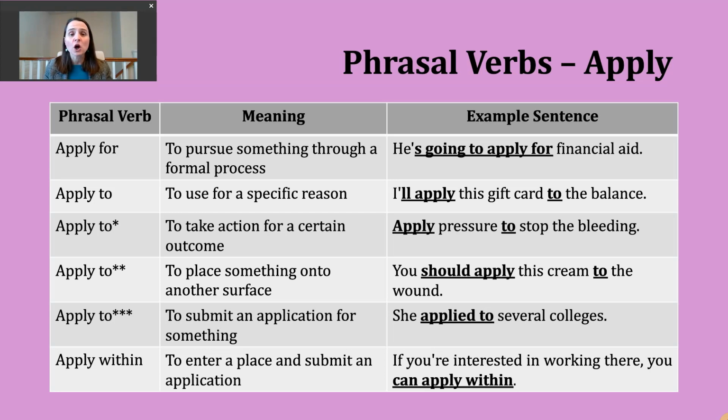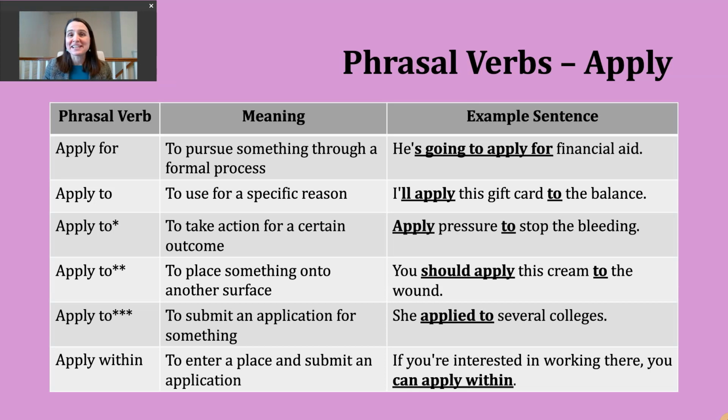So here we have a gift card. We're using it for a specific reason to lower the amount that we owe or that we need to pay for some item. A second way you might hear apply to used is to mean to take action for a certain outcome. And again, we're going to separate our verb apply and the preposition to. Here's an example: apply pressure to stop the bleeding.